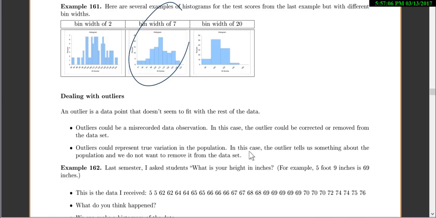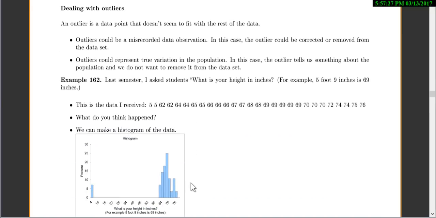A good example of that would be if you were looking at people's heights, and my brother-in-law happens to be 6'9". So he's definitely an outlier. He doesn't really fit with the rest of us, but he is a true value. He's an accurate value, and he represents variation in the population. We wouldn't want to take him out.